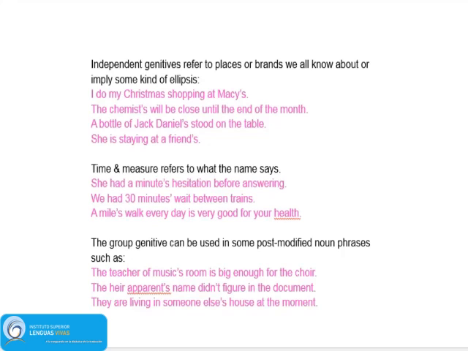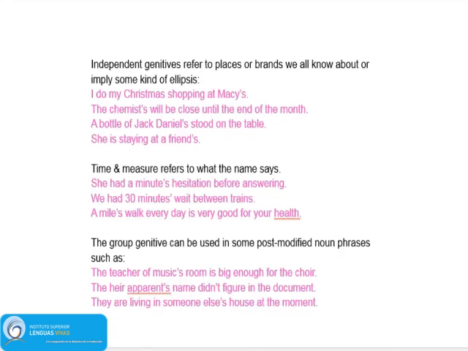Or you have "a bottle of Jack Daniel's stood on the table," and we know that Jack Daniel's is a brand of whiskey. There you have the other one that says "she's staying at her friend's," and here we have an apostrophe S because we are referring to a friend's house.